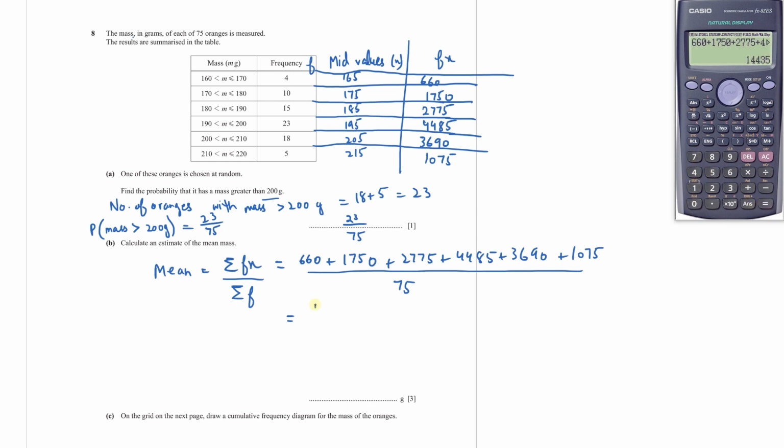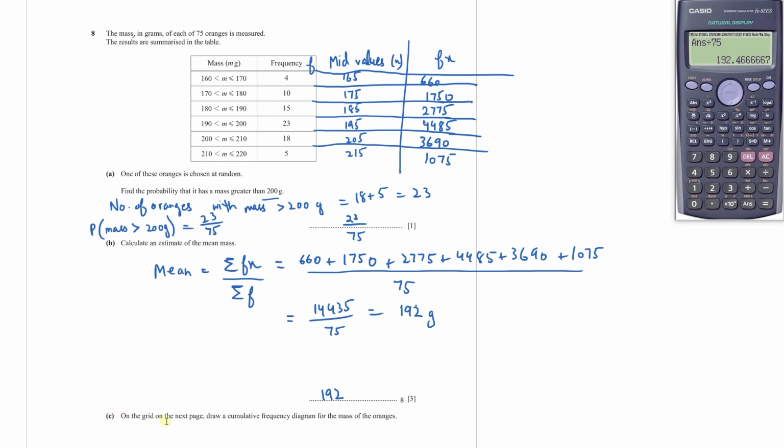So this is 14,435 divided by 75. So this divided by 75 will be 192.5 up till one decimal place. In fact, you will have to write it up till three significant figures because this is a non-exact answer. So this will be 192 and the next value is 4. So I will not round this up to 3, so it will remain 192. So your mean value is 192 grams.